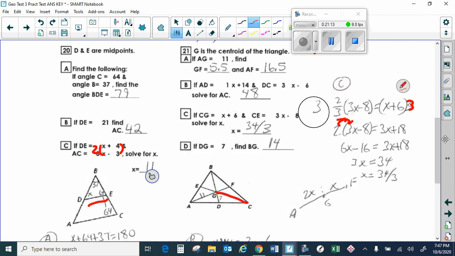Lastly, we have if DG equals 7, DG is 7 right there. Remember, that's going to be half of the longer piece. That makes this 14. What is BG? It's a question right there, 14. All right, that goes ahead and explains all the problems. 22 minutes.